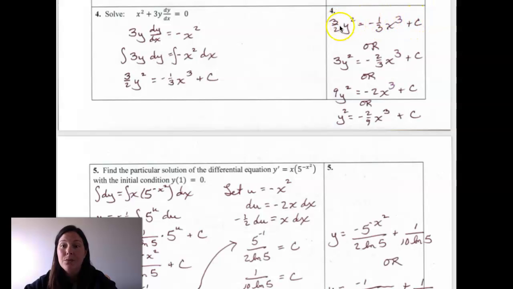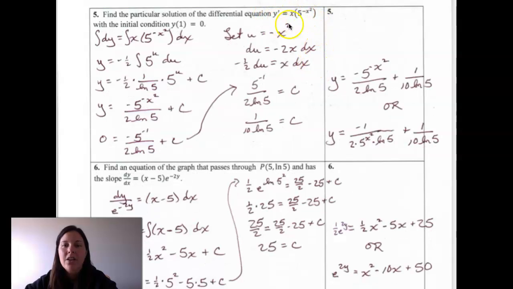And to be perfectly honest, that's what I would expect to see from you, because the more work you do, the more chances you're giving yourself to make a mistake. So don't do it. But if you do want to get rid of the fraction, you could multiply everything by 2, or you could multiply everything by that common denominator of 6, or you could get the y squared all alone, but do not take the square root. Don't do it.